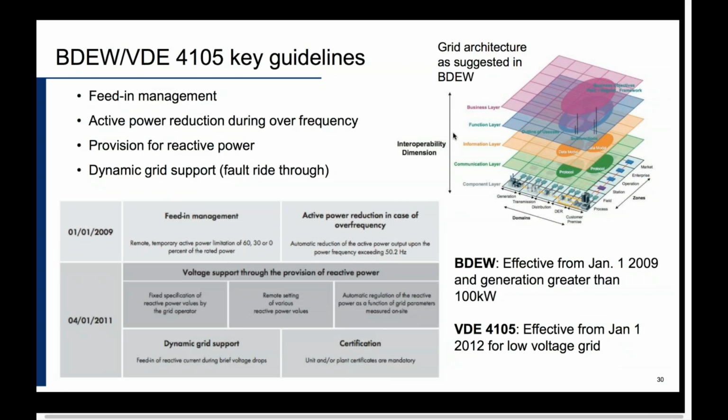BDEW, going back to the back side. So BDEW arranges the grid architecture as shown in the top right corner. As you can see, the way they arranged is they start with the basic topology and they insist that the second more important thing is communication. That means all of these devices should be able to talk a particular way.